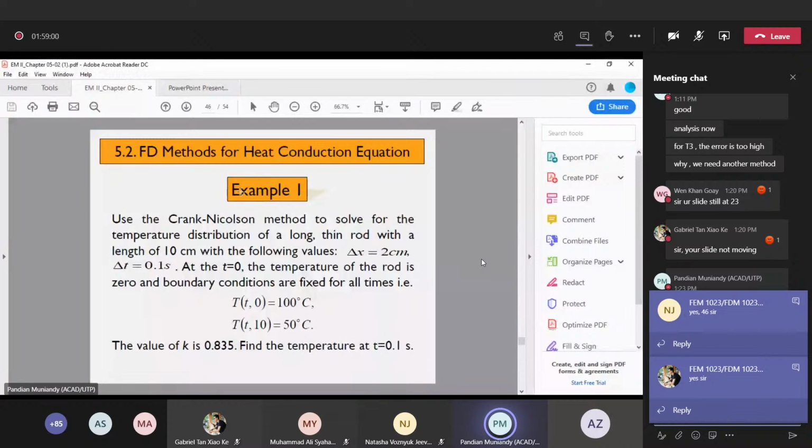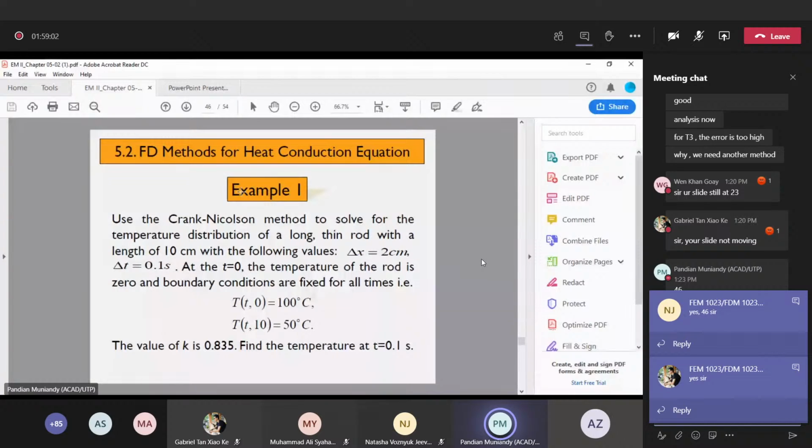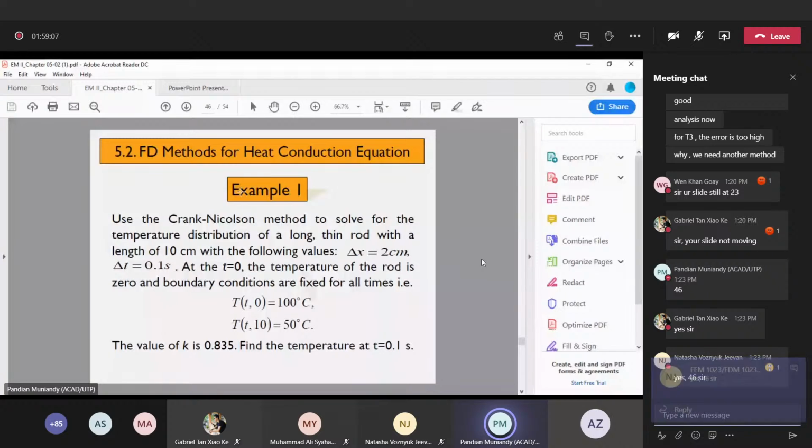Example, still they're using the same name, example 1. But we already solved example 1 2 times. This is third time, still you want to find the temperature at T 0.1 second. And today I will not take long time. We will not go into solution yet because the answer is given, but we can do in the next lecture. But I explained to you how to create the system.